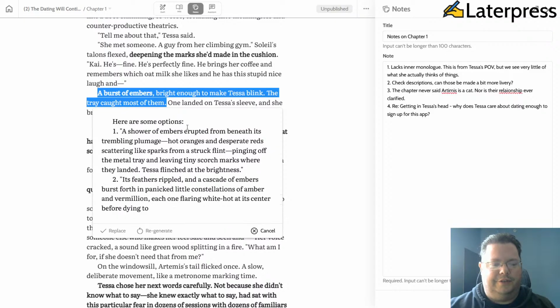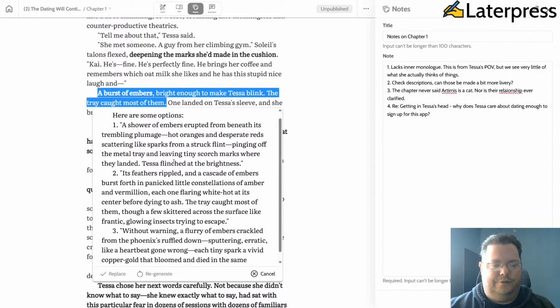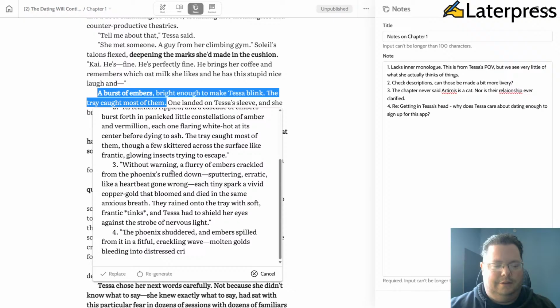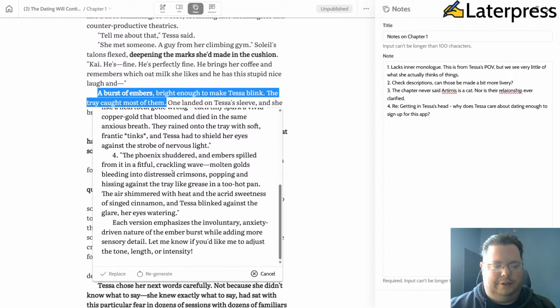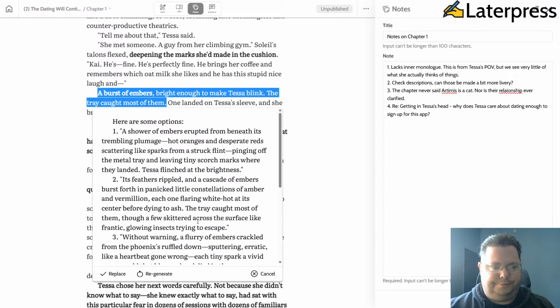And now note that it's actually giving me a few options to choose from. So let's let it cook here. Here are some options. 1. A shower of embers erupted from its trembling plumage, hot oranges and desperate reds scattering like sparks from a struck flint, pinging off the metal tray and leaving tiny scorch marks where they landed. Tessa flinched at the brightness.